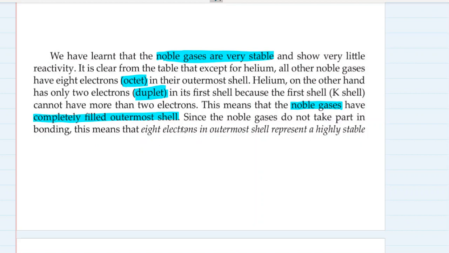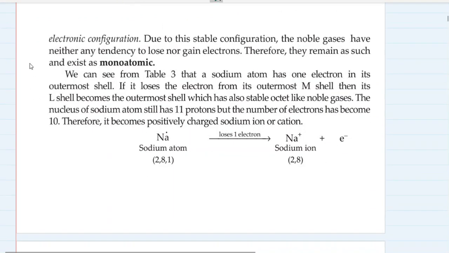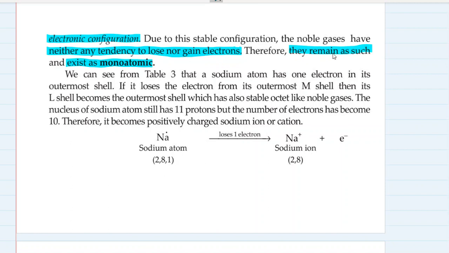Since noble gases do not take part in bonding, this means that 8 electrons in the outermost shell represent a highly stable electronic configuration. So if the outermost shell has 8 electrons, an octet, it is a highly stable electronic configuration. Also, a duplet is a highly stable electronic configuration in the case of helium only. Due to this stable electronic configuration, the noble gases have no tendency to lose or gain electrons. So they remain as such and exist as monoatomic. They remain as such means they are unreactive. They do not react, they do not donate or accept electrons, and they remain monoatomic.